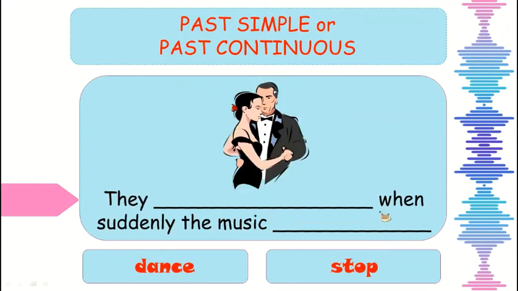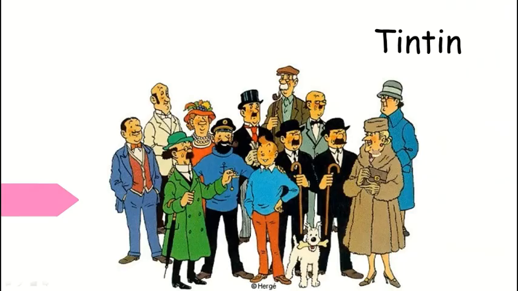So: they, went, suddenly the music, something. So they, and I have dance and stop. So they were dancing. So this is a long action. When suddenly the music stopped. So this is the short action that interrupted this long action. So I use "when" before the short action, and the short action always comes in the past simple tense.